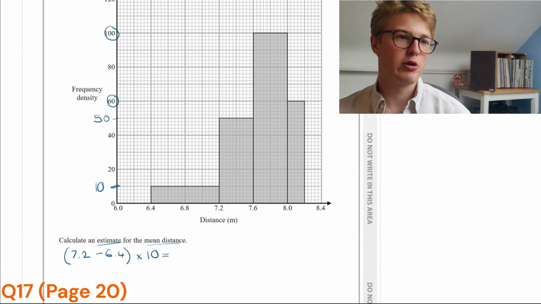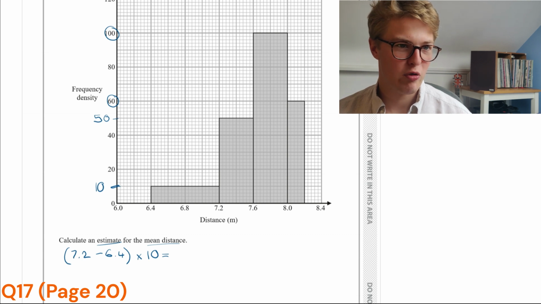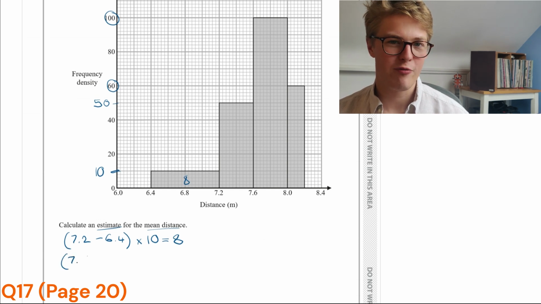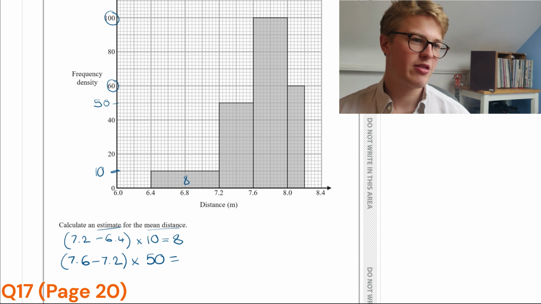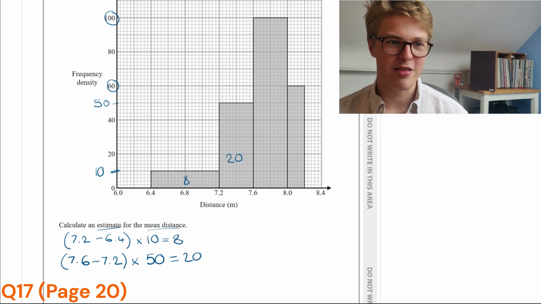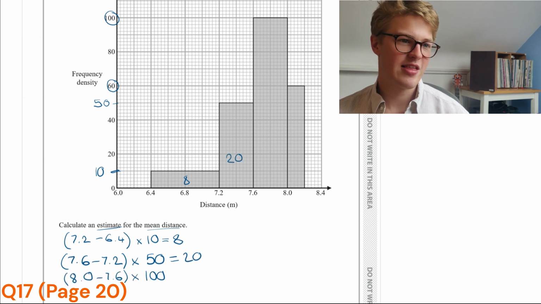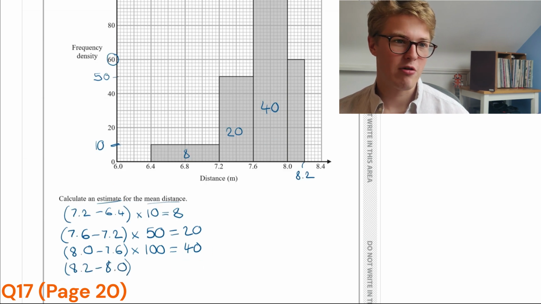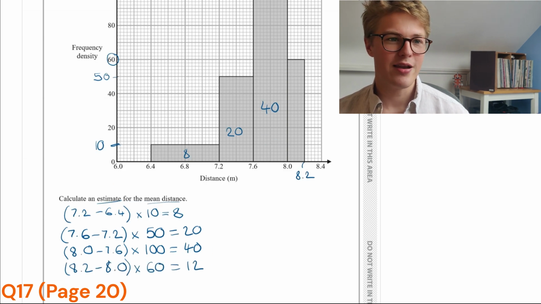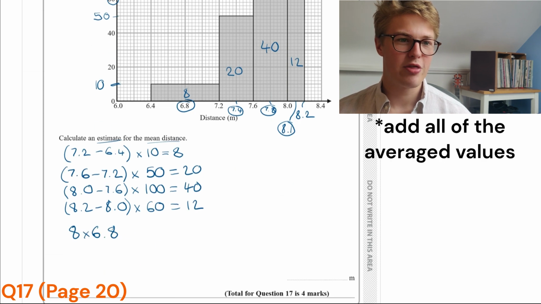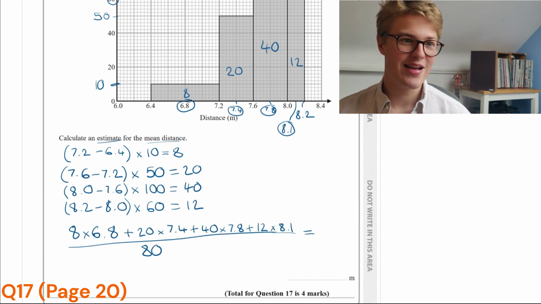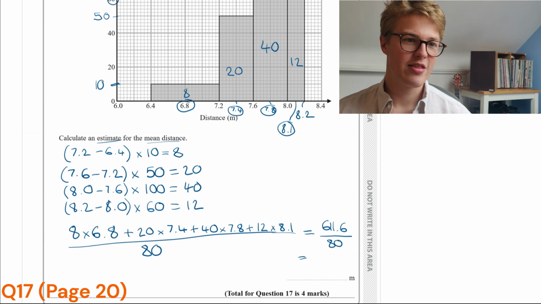So first and foremost, we do 7.2 minus 6.4 times 10, which is equal to 8 as our first area. Then we do 7.6 minus 7.2 times 50 to get 20, 8.0 minus 7.6 times 100 to get 40, and 8.2 minus 8.0 times 60 to get 12. Then we add all of these together and we end up with 611.6 over 80 to find our average. This then is 7.645, which is our final answer.